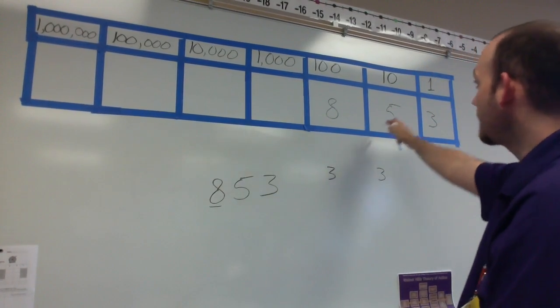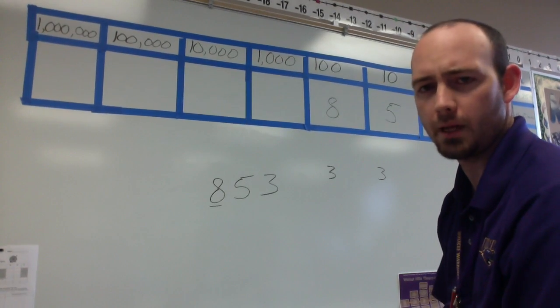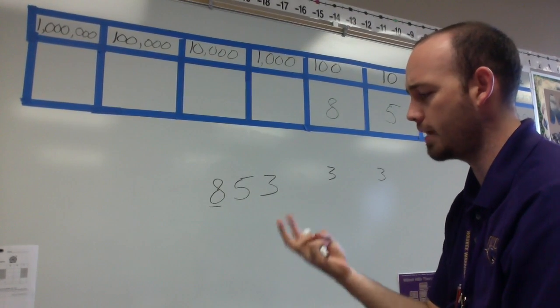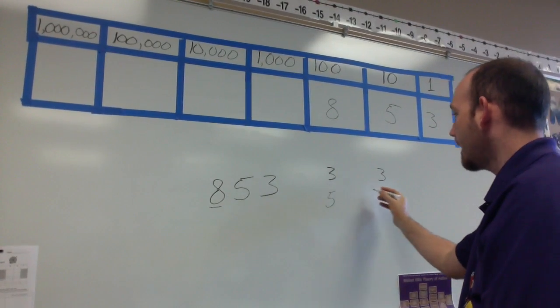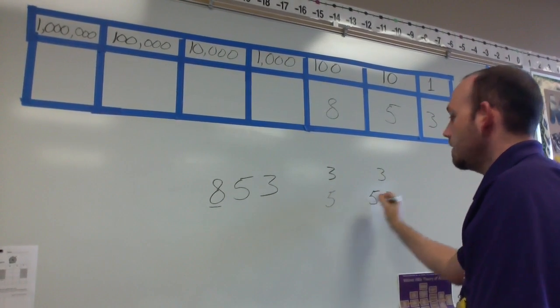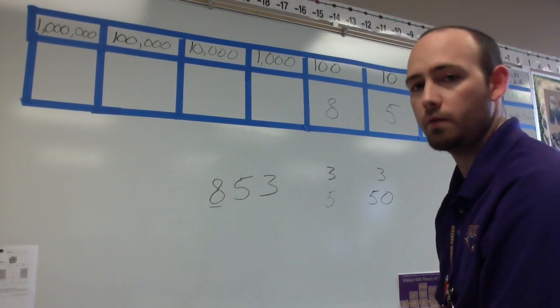This 5 is actually in the tens place. So it's like having 5 tens. If you count by tens, go 10, 20, 30, 40, 50. So this 5 is actually worth 50, even though it just says 5. Since it's in the place for tens, it's actually worth 50.